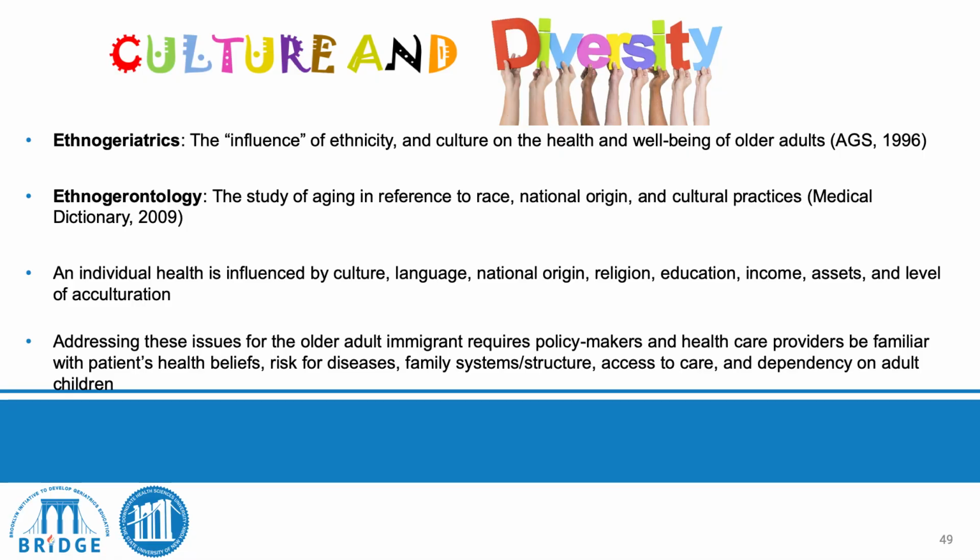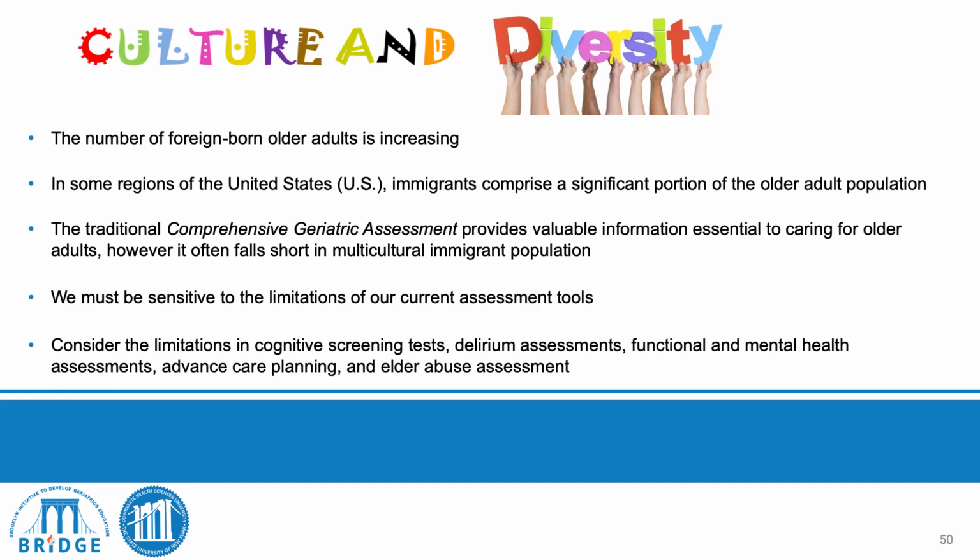How do they practice as far as it relates to healthcare? Okay. Addressing these issues for the older adult immigrant requires policymakers and healthcare providers, us, to be familiar with patients' health beliefs, risk of disease, family systems and structure, access to care, and dependency on adult children. The number of foreign-born adults is increasing. So therefore, in some regions of the United States, immigrants comprise a significant portion of the older adult population.